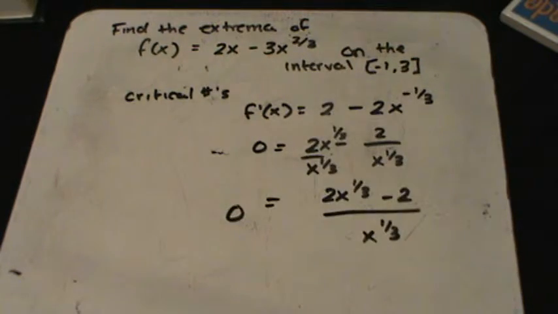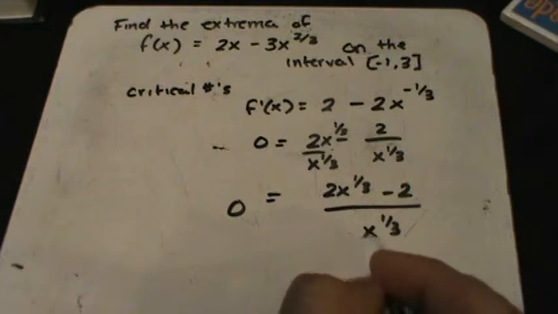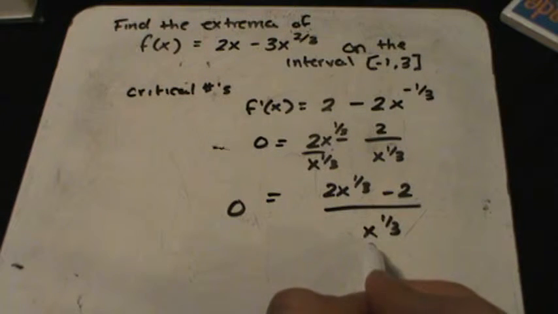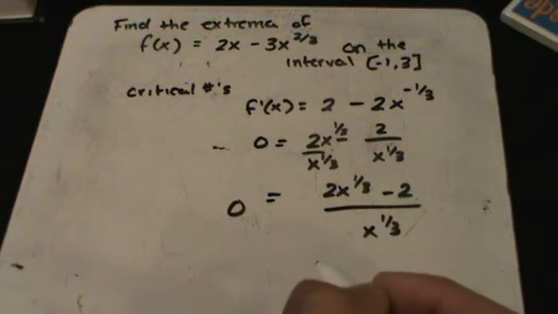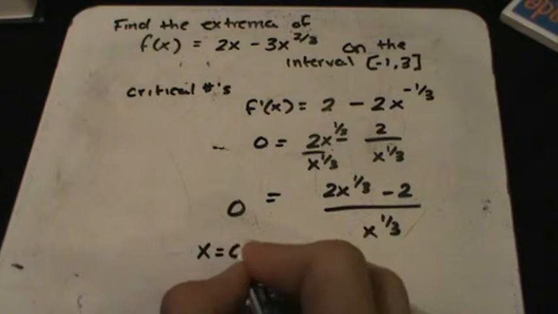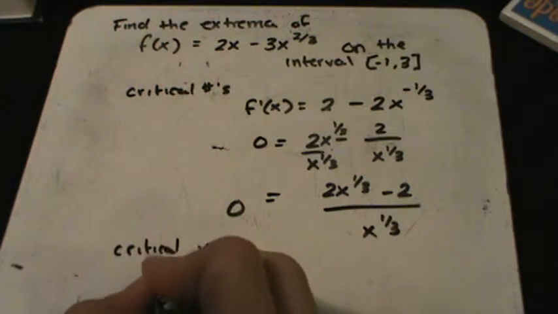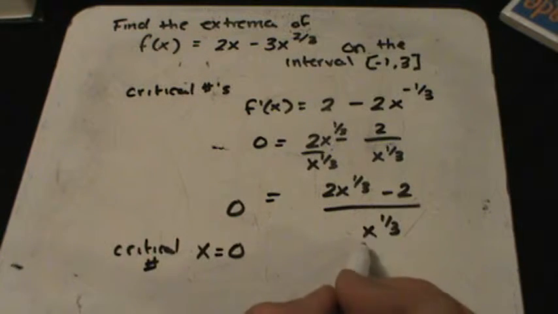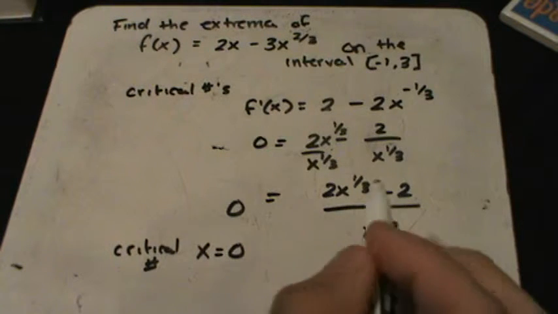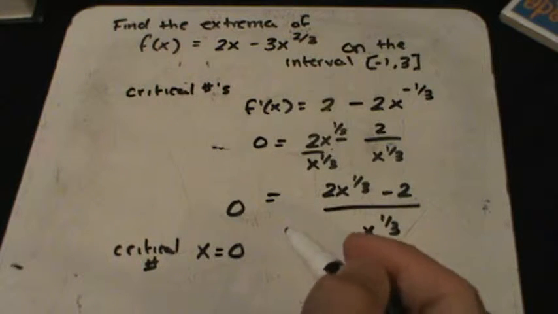Now remember what a critical number is. It's where the derivative equals 0, which we're going to solve for in a second, but also where the derivative does not exist. We have a value in the denominator, so we know that the value x can't be is 0. So our first critical number is x equals 0, because if we put 0 in the denominator, we get undefined, and that tells us the derivative does not exist there.